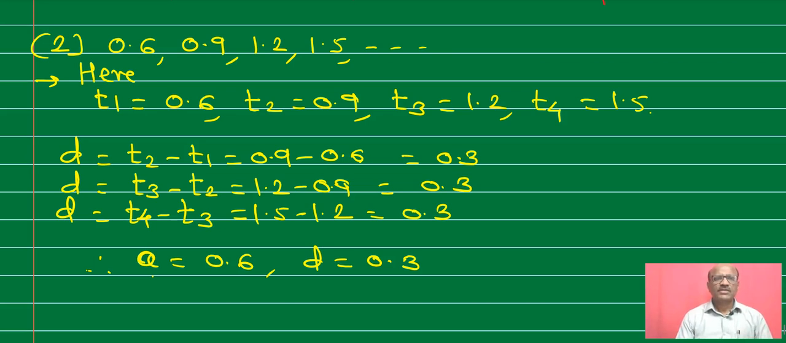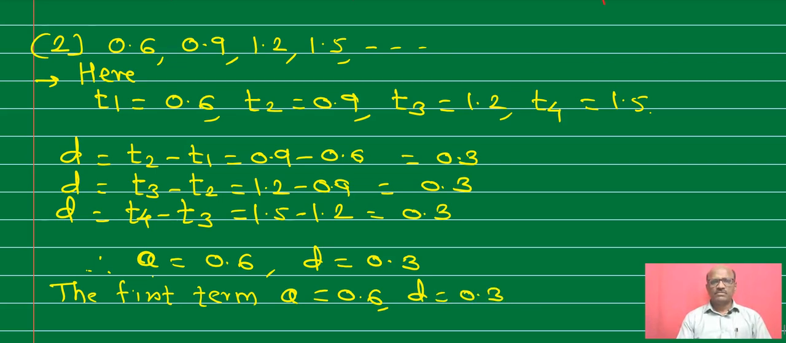Now next, second is 0.6, 0.9, 1.2, 1.5. Here A is T1 is equal to 0.6, T2 is equal to 0.9, T3 is equal to 1.2, T4 is equal to 1.5. Find out the difference.